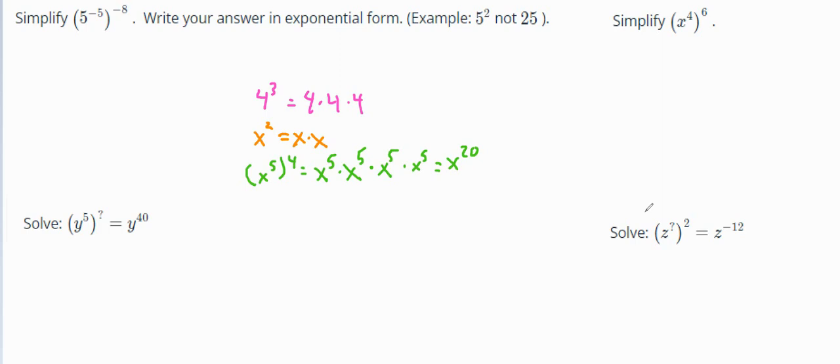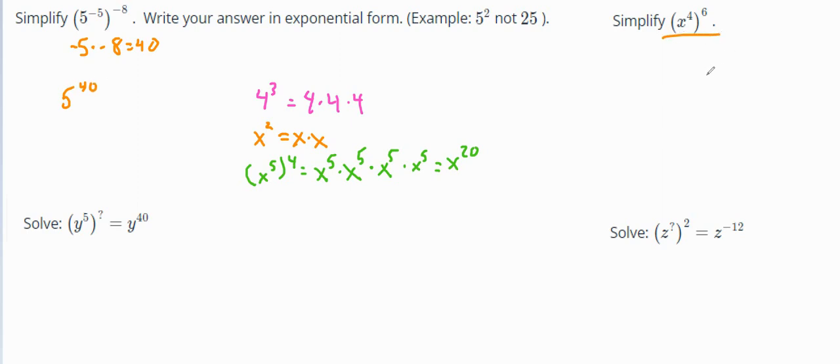The shortcut way is just to take the two exponents and multiply them together. So 5 times 4 is 20, and thankfully that'll work for all of these. So if we had 5 to the negative 5th power to the negative 8th power, we just multiply the exponents together. So negative 5 times negative 8 is going to be 40. So our answer would just be 5 to the 40th power, and that's all there is to it.